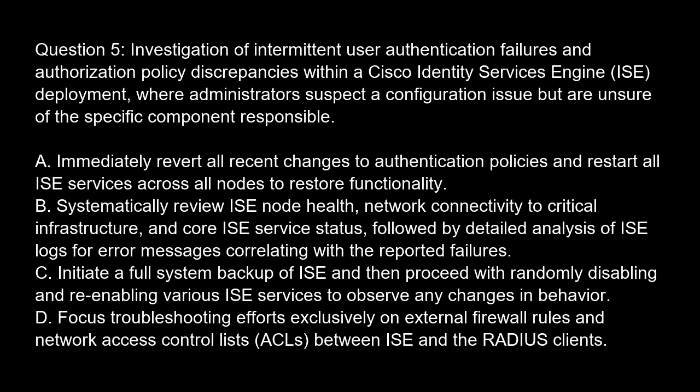Option C. Initiate a full system backup of ISE and then proceed with randomly disabling and re-enabling various ISE services to observe any changes in behavior. Option D. Focus troubleshooting efforts exclusively on external firewall rules and network access control lists (ACLs) between ISE and the RADIUS clients.